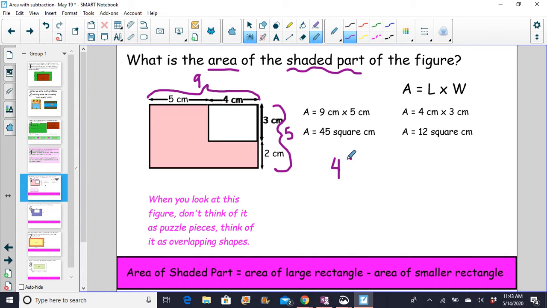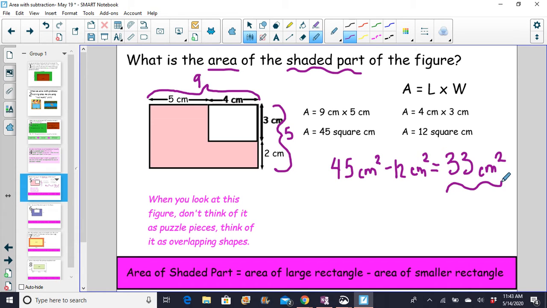say 45 centimeters squared minus, there's that little 2 for squared, minus the 12 centimeters squared from the white rectangle. That's the little bite that I'm taking out of it. I am taking out 12 square centimeters. Okay, 45 minus 12 is going to give me 33 centimeters squared. Okay, so the area of the shaded part is going to be 33 square centimeters.